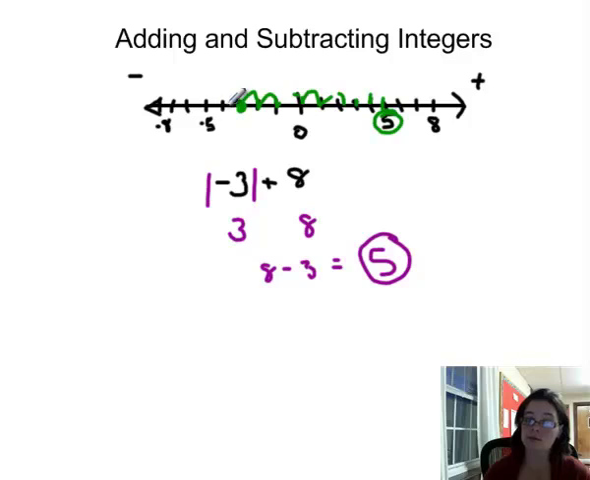Remember again, you can also use a number line or you can use absolute value. So that's all for today on adding and subtracting integers. Tomorrow we'll work up more on subtraction.